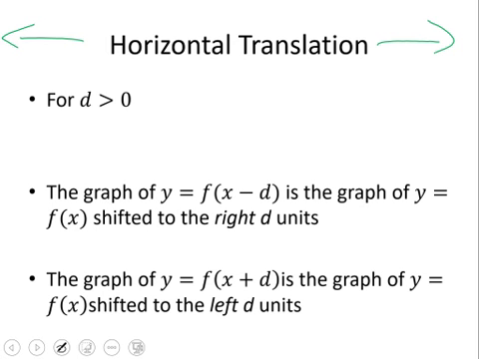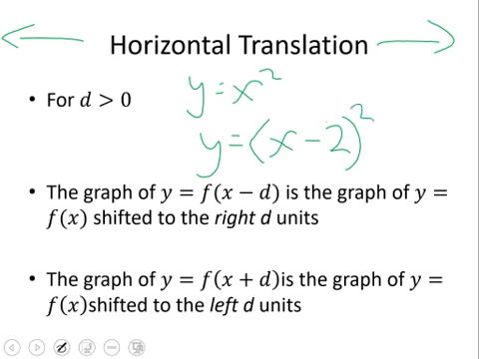An example of this is that if we have our original, y equals x squared, and we go y is equal to x minus 2, that whole thing squared, that function would be shifted to the right 2 units. So the subtraction moves it to the right, the addition moves it to the left. That's how these are manipulated horizontally.